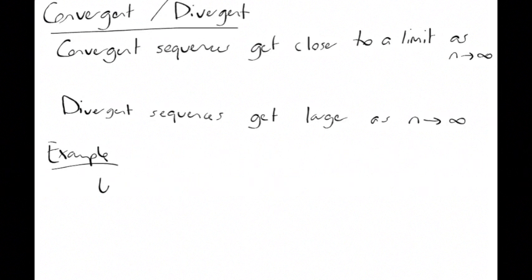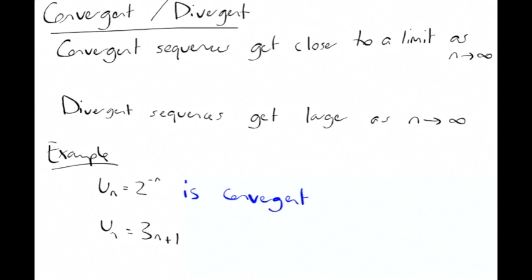un equals 2 to the minus n. You start sticking in large values of n, n is 10, you get 1 over 1024, and big values of n will tend closer and closer to 0, so that's convergent. Another example, un equals 3n plus 1. You stick in big values of n, 1000, you get 3001, 10,000, 30,001. So that's just getting larger and larger, so that's divergent.